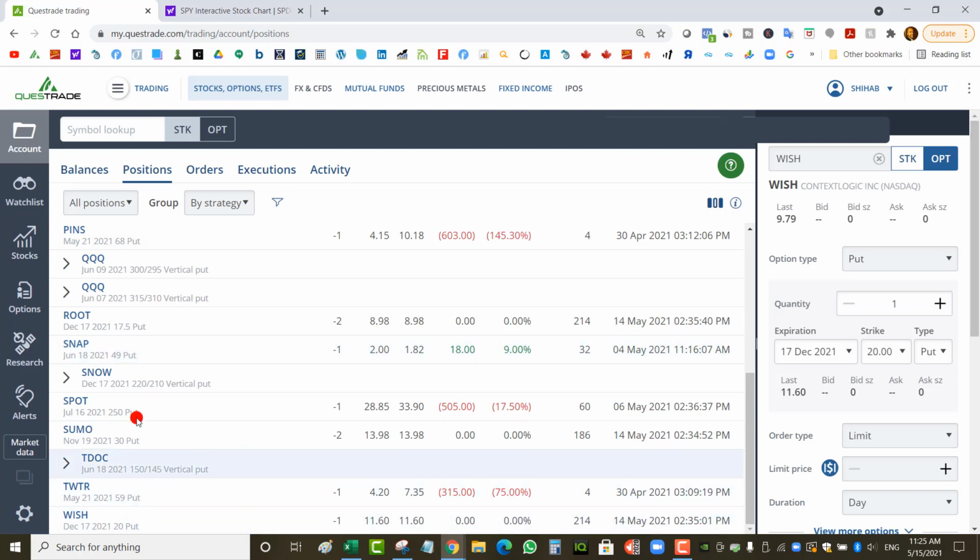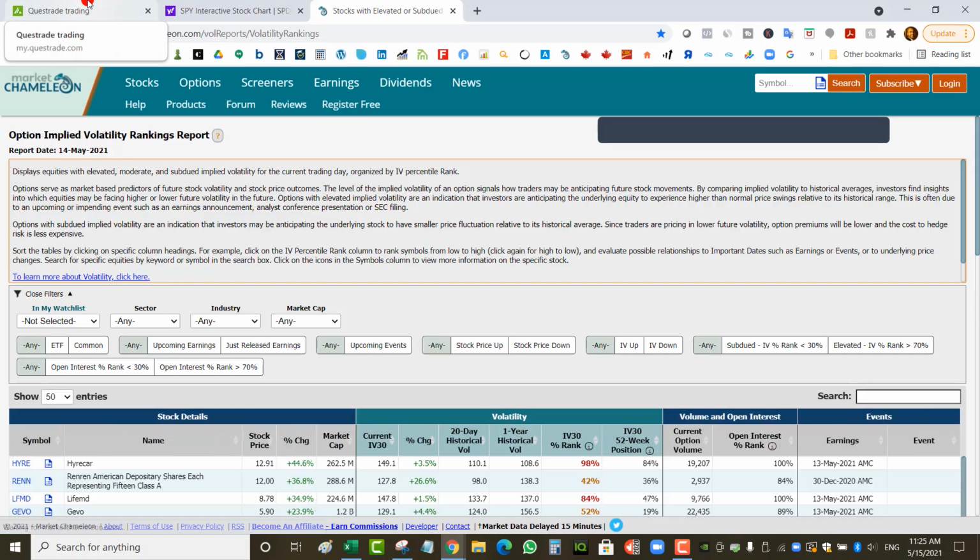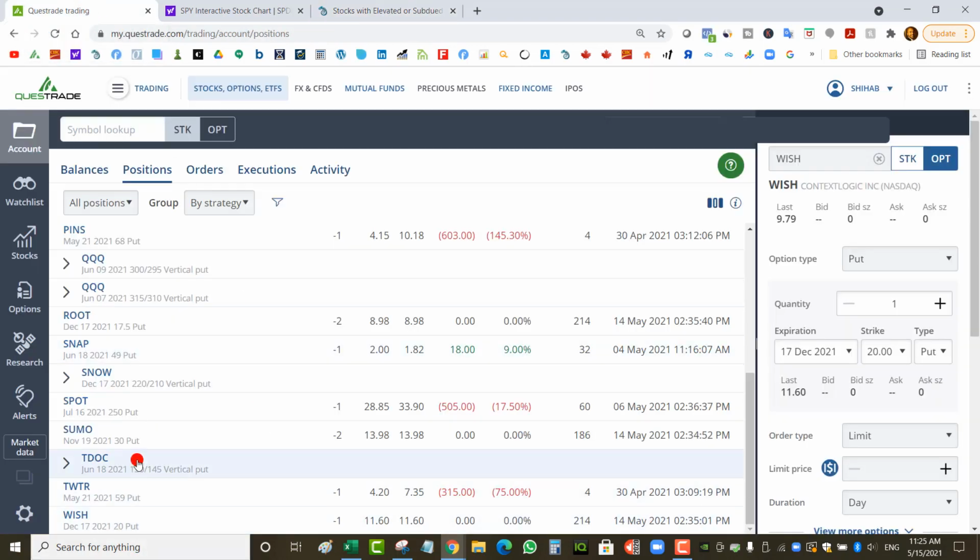This was at a point where I couldn't find anything to trade, so I was basically just looking at MarketChameleon to see what has high volatility. And this Wish was on the list, Sumo was on the list, Root was on the list, and I had a lot of winners with these stocks, but then at some point this happened, they dropped 50%.